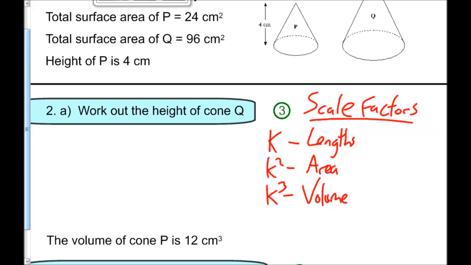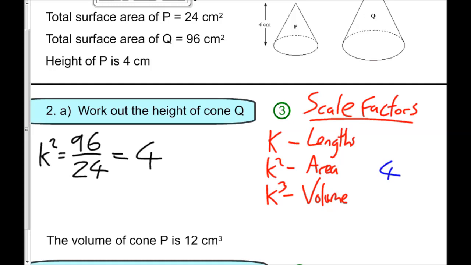What they've given you in the question is that the surface area of P is 24 centimeters squared, Q 96 centimeters squared. So we're going to use the ratio. Remember, we're talking about area here, so this is going to give us K squared. We're going to find the ratio between the 2. I tend to go for bigger over smaller for this type of question, so we're going to have 96 over 24. Remember, this is what we're getting for K squared. 96 divided by 24, if you work that through, is 4. So K squared equals 4.